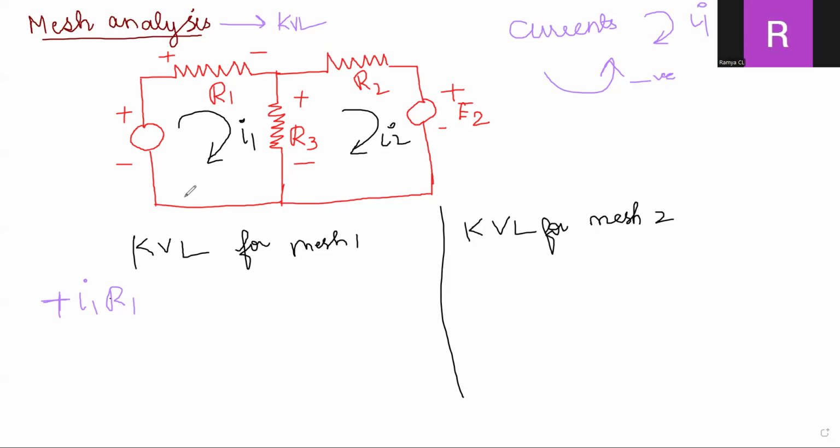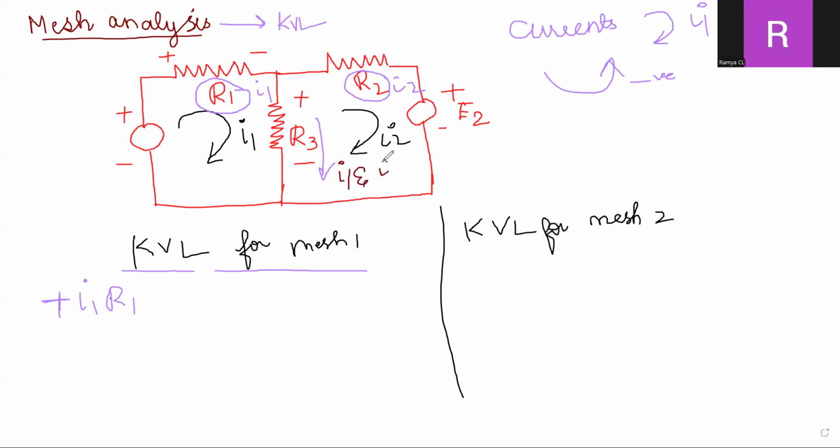Now we will apply KVL for mesh one. In this, R1 resistor will have just what current, children? It will have the current I1. What will R2 have? It will have the current I2. What current will R3 have? Because it is present in between both of them, it will have two currents, that is I1 and I2. This you need to remember.